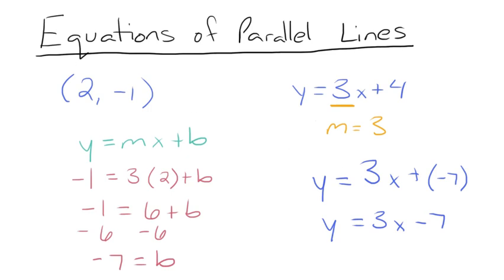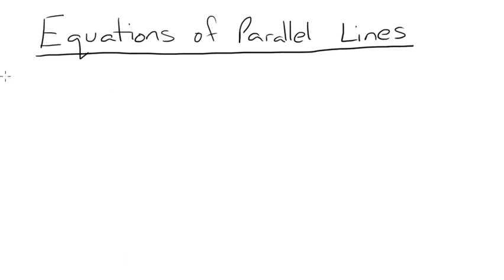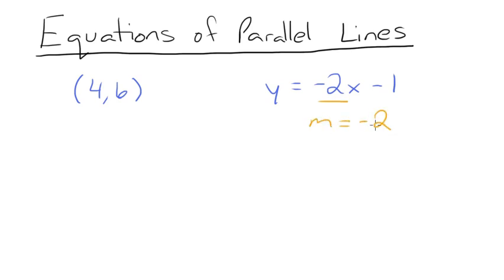Let's try another example. Find the equation of a line that passes through the point (4, 6) and is parallel to the line y equals -2x minus 1. First, find the slope of the new line. Since parallel slopes are the same, the slope of our new line is also -2. So m equals -2. For this example, we're going to find our equation by plugging in our slope and point into the point-slope equation. The point-slope equation is y minus y1 equals m times x minus x1.